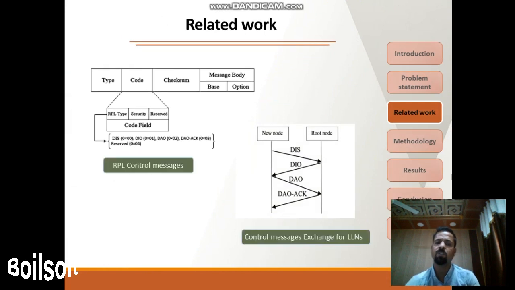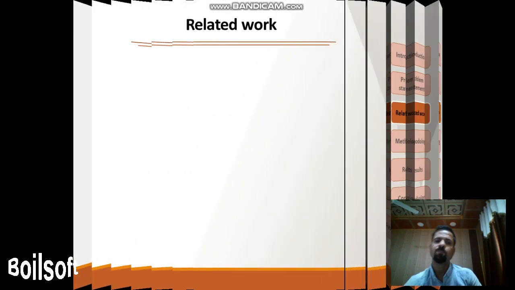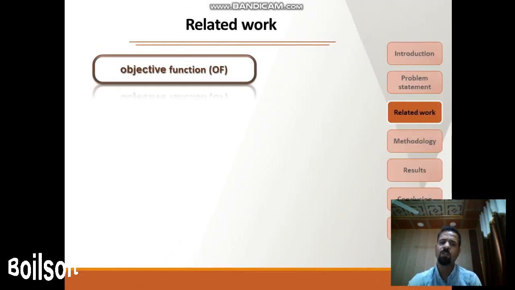Related work. This figure shows the RPL control messages: the new DIS, the route node DIO, and the DAO, with nodes broadcasting to the route node, and their related work.